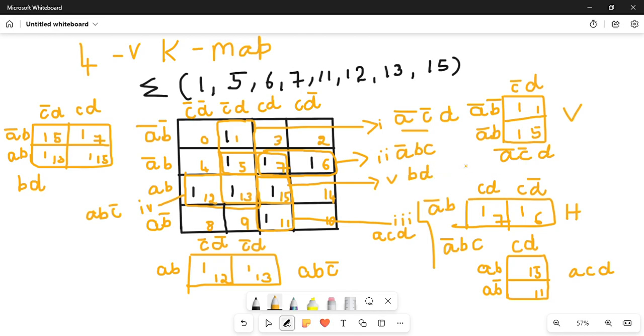Now what happens is that you can see 5, 7, 13 and 15 is a shared group, right? 7 is shared by 5, 13 and 15. Now again, 7 is being shared with 6, this 5 is shared with 1, this 13 is shared with 12, and once again this 15 is getting shared by 11.